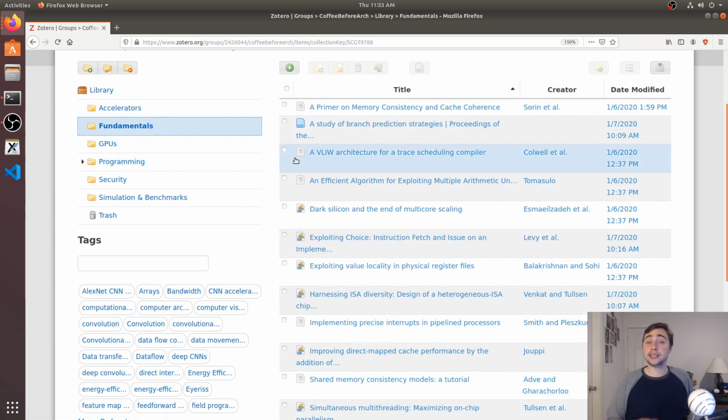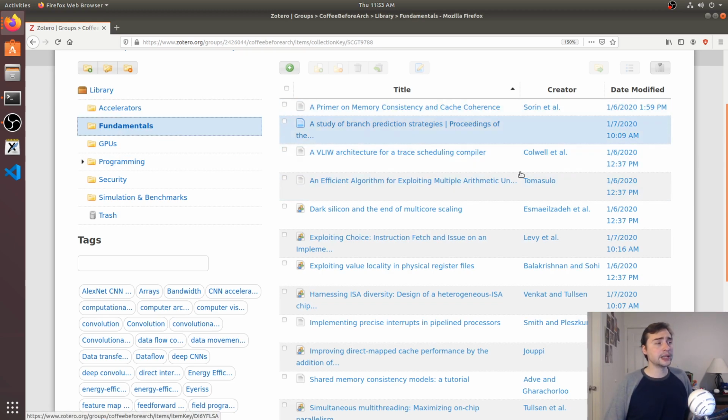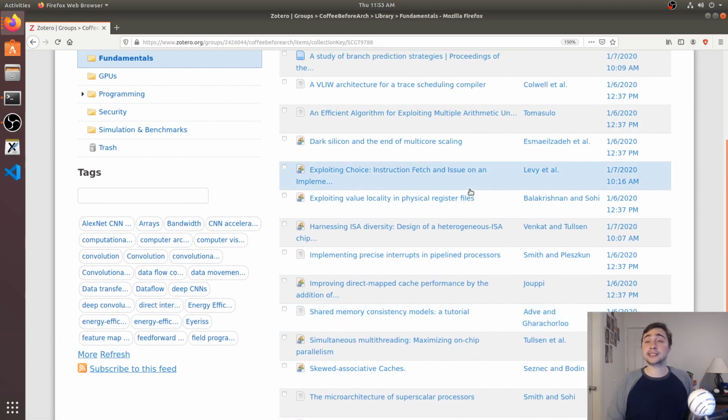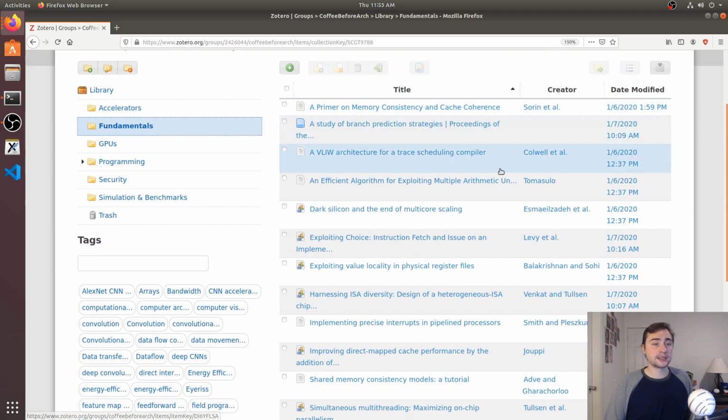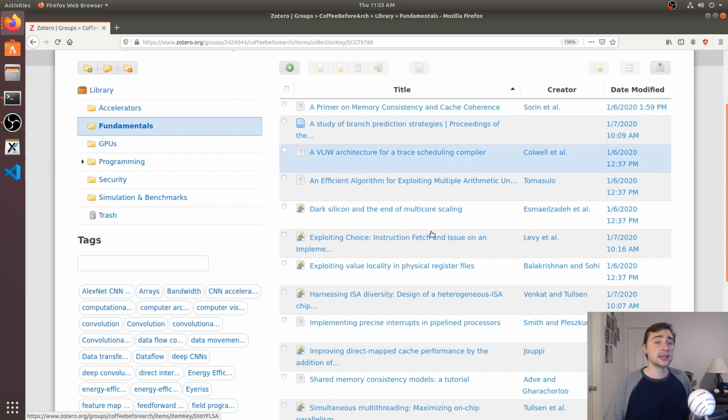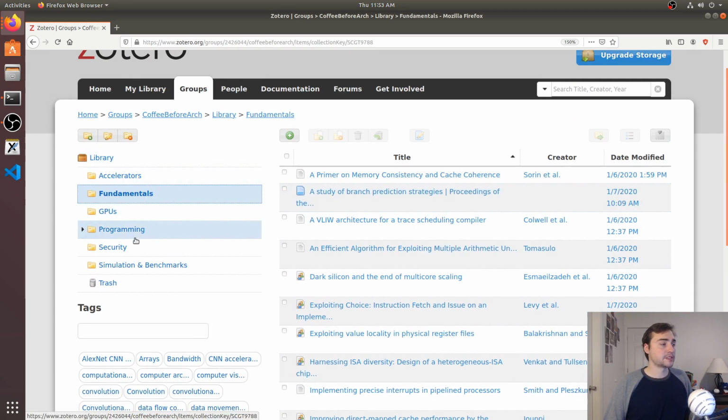If you're interested in mainly what are the foundational papers in computer architecture and computer engineering, I've got a fundamental section. A lot of these papers are classically assigned readings in a graduate computer architecture course. So things like the paper on Tomasulo's algorithm, or the study on branch prediction strategies, or works on memory consistency and cache coherence. So I've got a list of these in there under this fundamentals section.